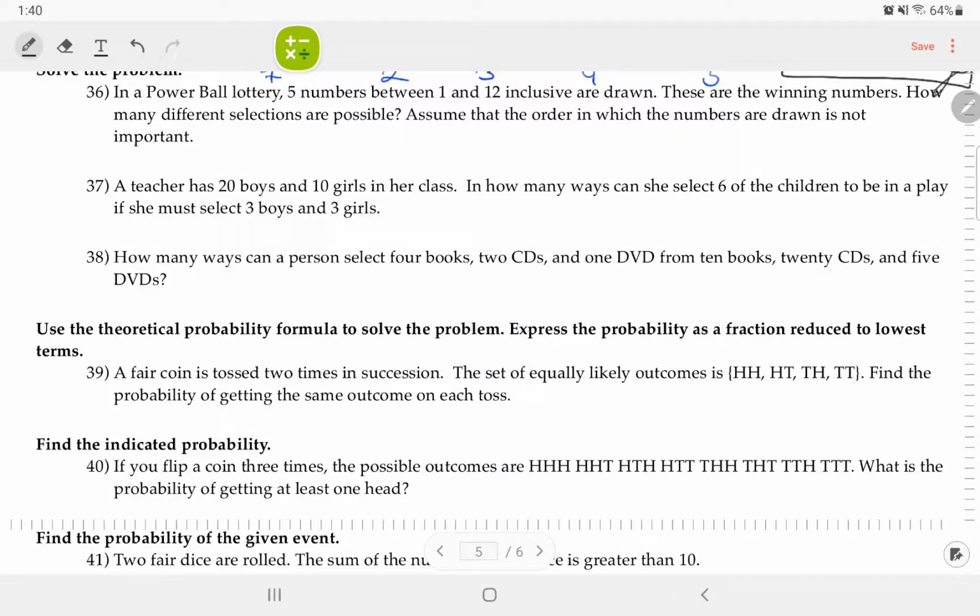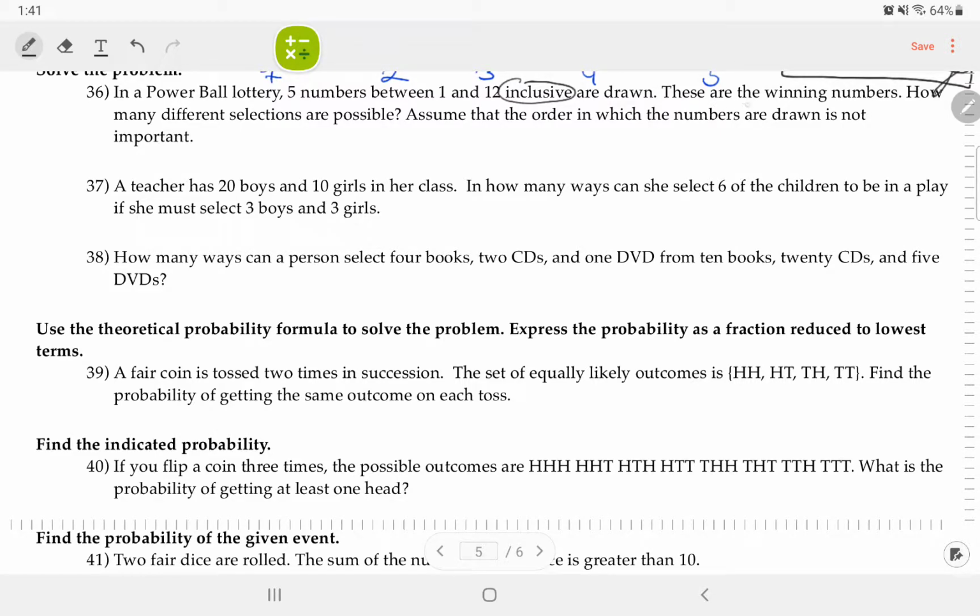Number 36. It says, in a Powerball lottery, 5 numbers between 1 and 12 inclusive are drawn. These are the winning numbers. And also, the word inclusive means numbers between 1 and 12, including 1 and including 12, are considered. If it said exclusive, then it would exclude the number 1 and the number 12.